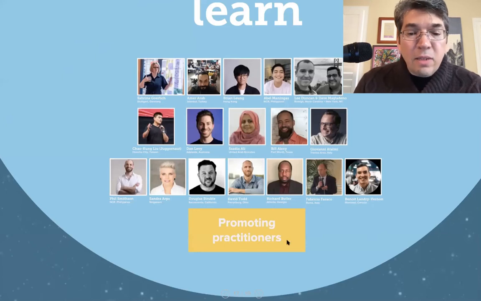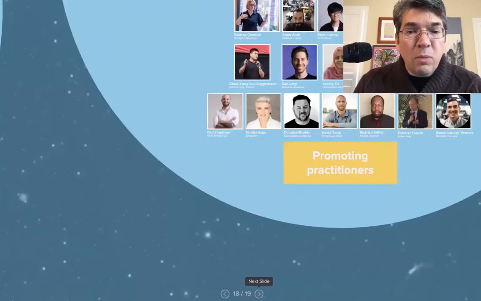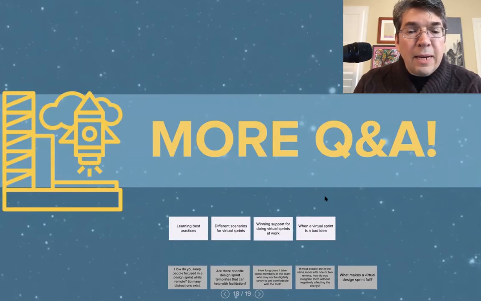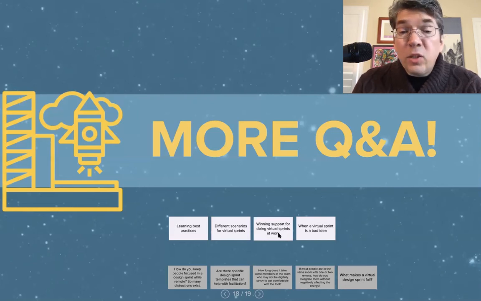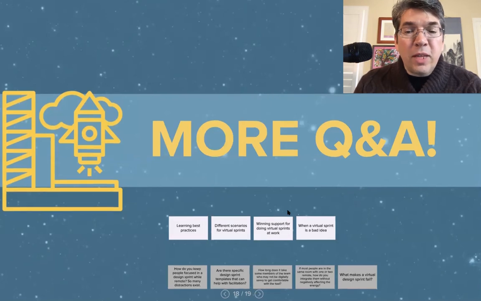So that's it for the presentation, I believe, and we're at the second Q&A. I did have some themes I put up here just in case people are wondering what kind of questions to ask. These came from the registration process as well, such as learning best practices, different scenarios for virtual sprints, winning support for doing virtual sprints at work. And I think we already answered this, so I won't go into that too much.